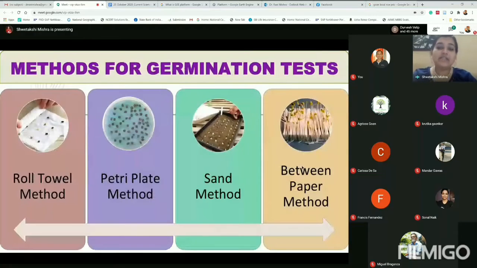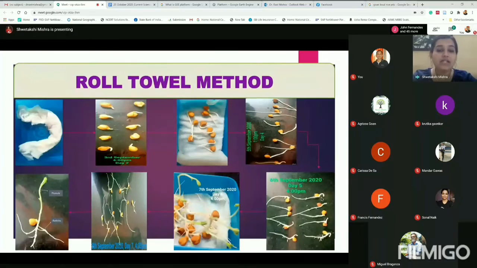Now there are different germination tests, but the common ones are the roll towel method, Petri plate method, sand method, and the between paper method. We will be discussing each of them. The first one is the roll towel method. This is a method which I even tried at my home.